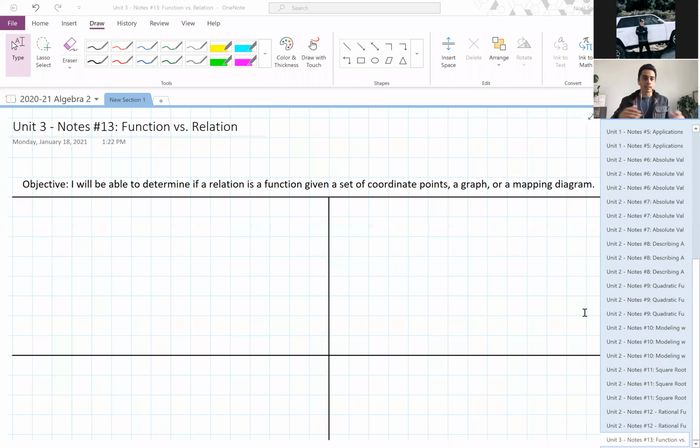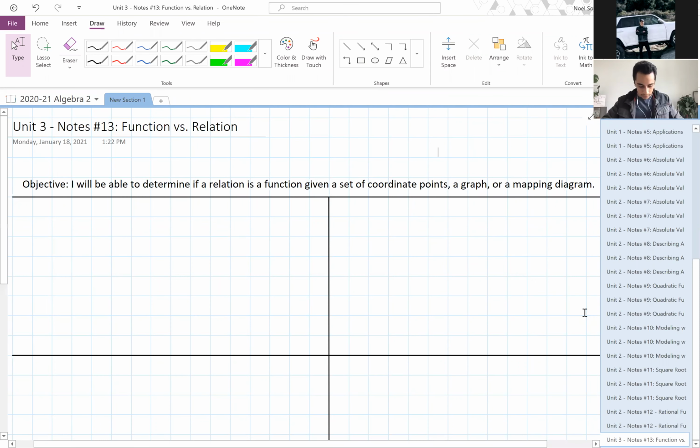Okay, so unit 3, notes 13. What we're going to do here is discuss function versus relation. The objective today will be able to determine if a relation is a function given a set of coordinate points, a graph, or a mapping diagram. Okay, so I'll show you what a mapping diagram is because you may or may not have seen it before.